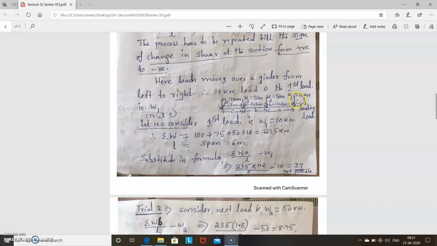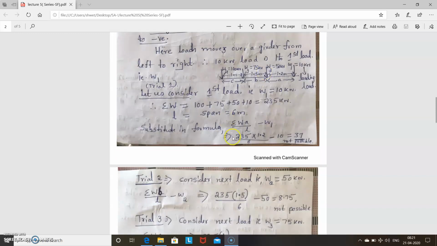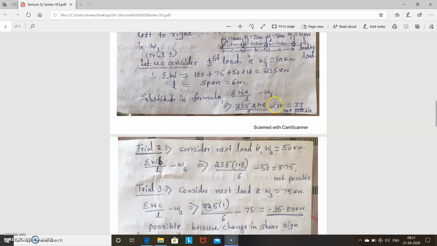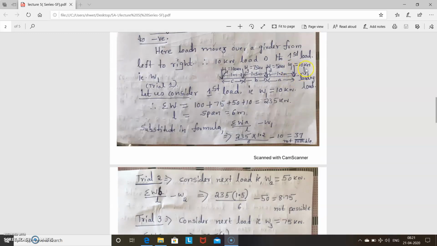Then A. Now you are considering this 10 kilonewton, so this is your A. This is B, this is C, like that. For the second trial, if you consider this as A, and for the third trial, this as A, like that. Now substitute in this equation: 235, A is 1.2, divided by the span length of 6 meter, minus W1, the load you considered, that is 10 kilonewton. So you are getting 37.